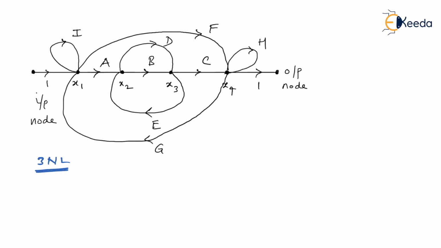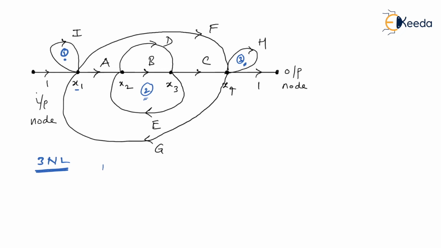Only by observation. Let's say this is the first loop, this is the second loop, and this is the third loop. Physically, as you can see, all the loops are separated because they are not sharing a common node. The first loop is involving x1, the second loop is involving x2, x3, and the third loop is involving only x4. So I can say L1, L2, L3, as stated according to this diagram, are three non-touching loops.